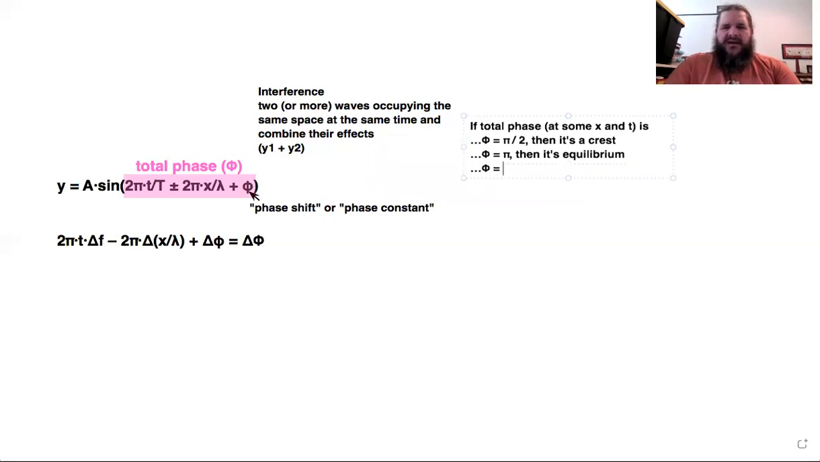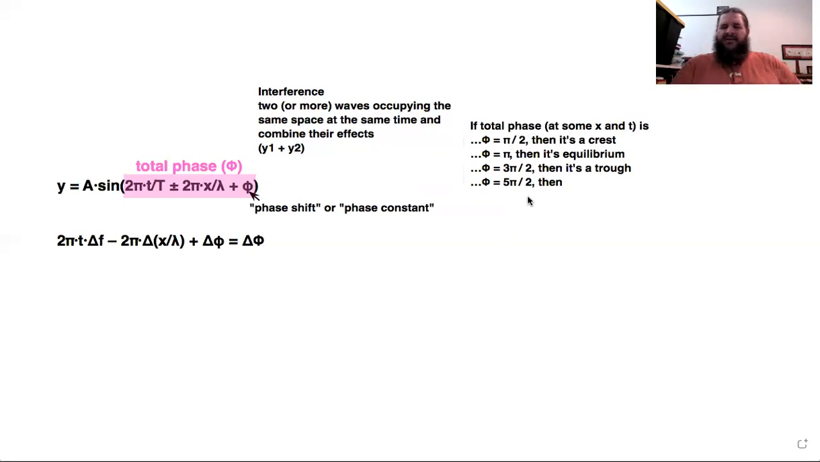Or what if, let's say, total phase is 5 pi over 2. What would 5 pi over 2 signify? Trough would be 3 pi over 2, because sine of 3 pi over 2 is -1. But 5 pi over 2 is further than that. Specifically, 5 pi over 2 is how far from that original pi over 2? What's the difference between pi over 2 and 5 pi over 2? Right, that's exactly 2 pi apart.